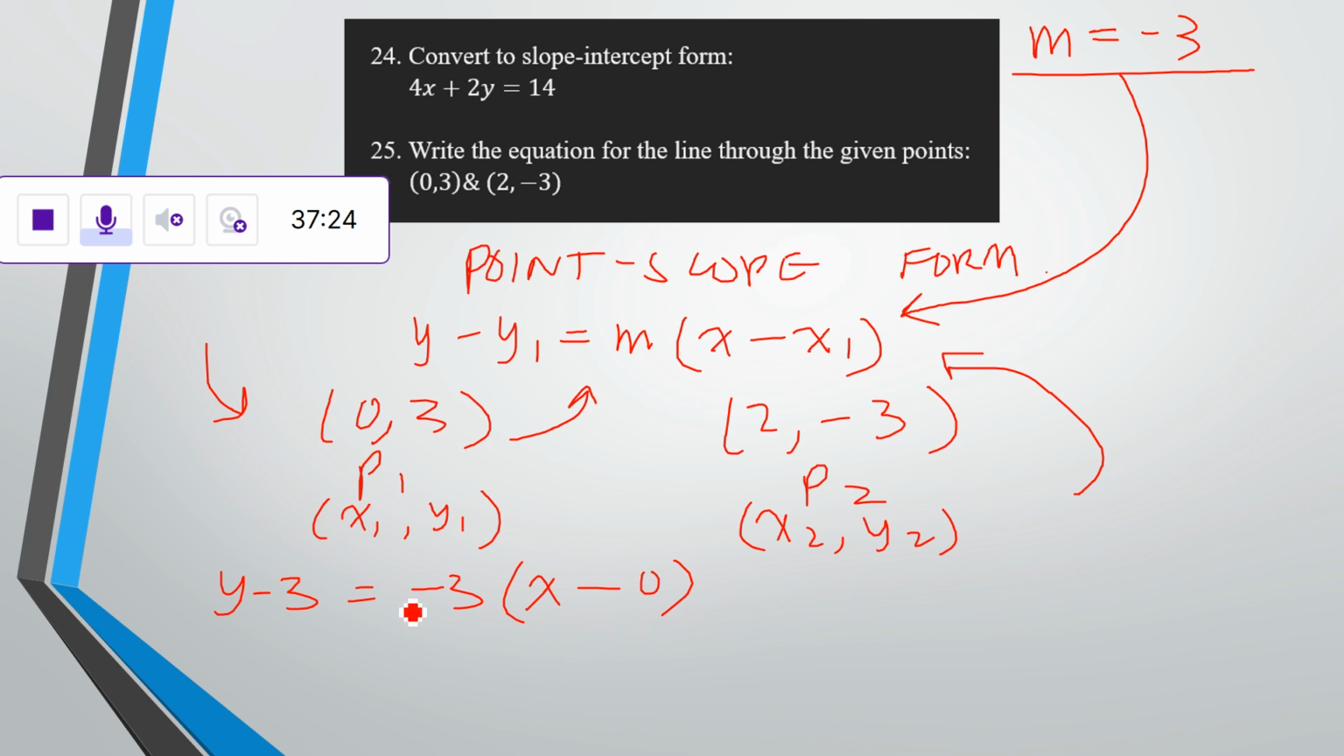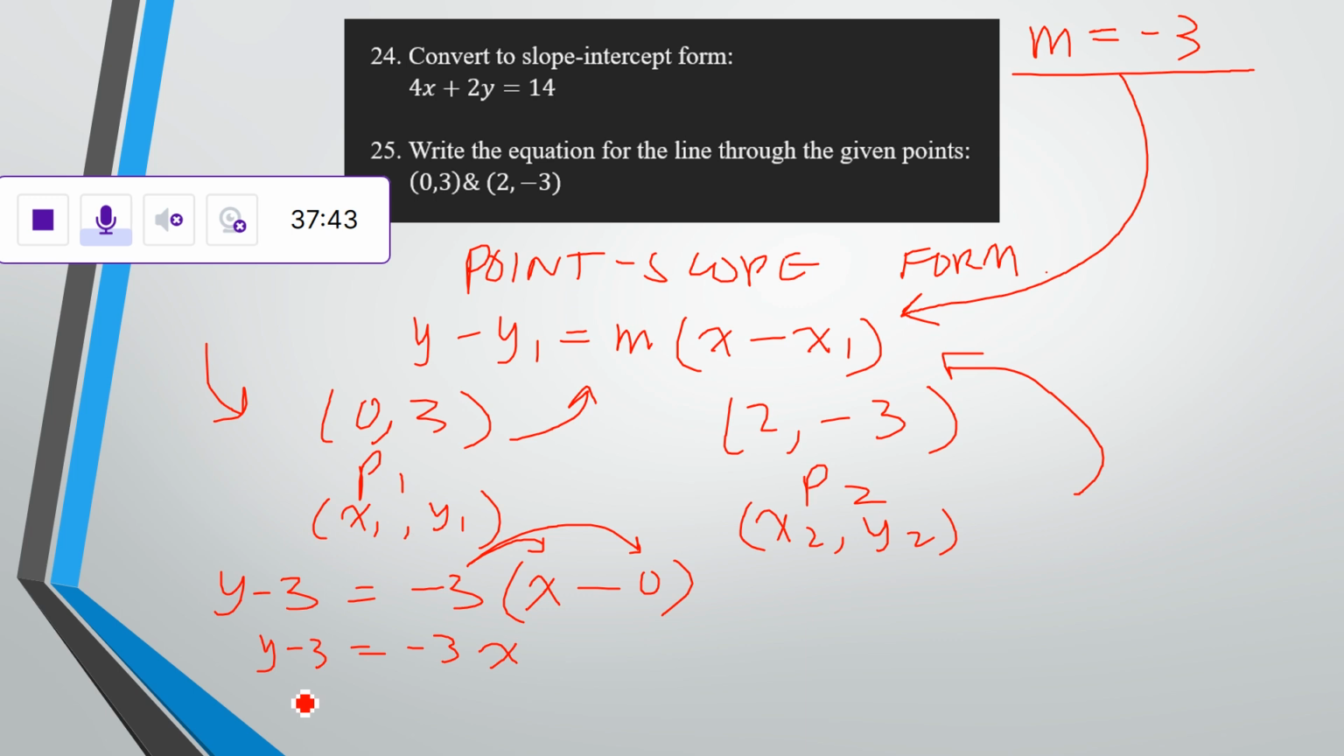And then we'll go ahead and simplify. First things first, we want to do the distributive property, which means that we have to multiply negative 3 with the terms inside our parentheses. Negative 3 times x gives me negative 3x. Negative 3 times 0 is just nothing, so this is what we're left with.